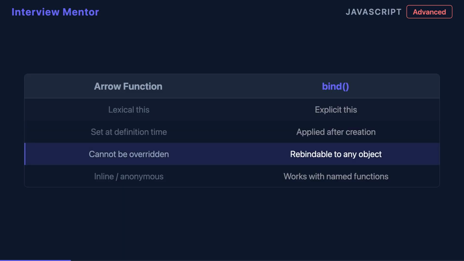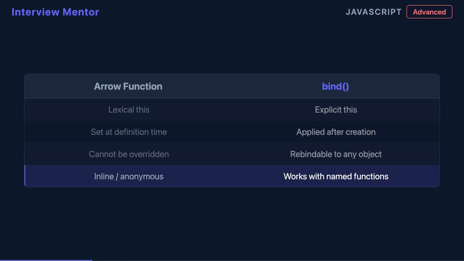But bind creates a new function with this explicitly set to any object you choose, and it can be applied after the fact. One function, multiple possible bindings at runtime.